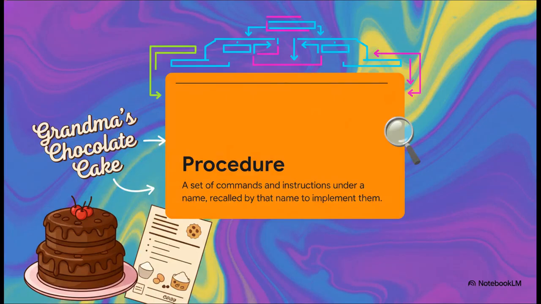And the best way to think about it is like a recipe. You write down all the steps for baking a cake just one time, right? You give it a name like Grandma's Famous Chocolate Cake, and from that day on, you never have to write down the whole list of ingredients and steps again. You just say, hey, let's make Grandma's cake. It's the exact same idea in programming.